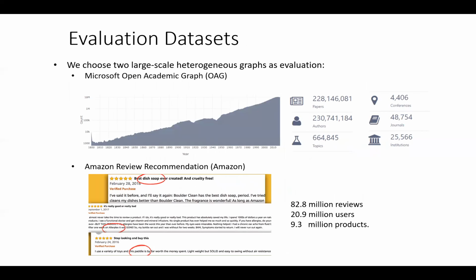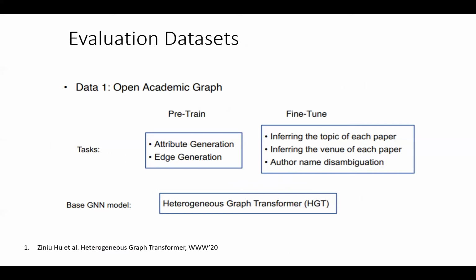To evaluate the performance of GPT-GNN, we conduct experiments on two large-scale heterogeneous graphs. The first one is the Microsoft Academic Graph, which contains more than 200 million nodes and 2.3 billion edges. The other is the Amazon recommendation dataset. Here, we focus on the discussion of the Open Academic Graph dataset. The fine-tuning tasks are inferring the topic and venue of each paper, and author name disambiguation. We mainly utilize the heterogeneous graph transformer as our base model.